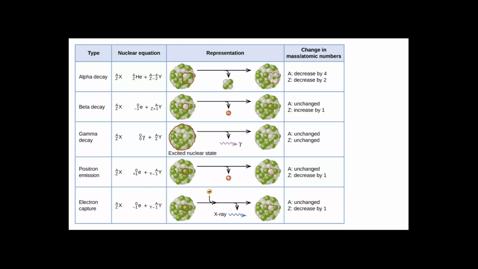You have positron emission, where you have a thing called a positron, which is really a positively charged electron. And you also have electron capture, where an electron is captured by the nucleus and a proton changes into a neutron. But positron emission and electron capture, we're not going to say anything more about these.